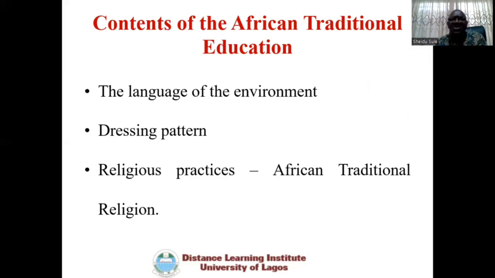What about the contents? The content areas of ATE. In fact, the contents are so wide. African traditional education covers so many expansive areas, but a few of them include the following. The language of the environment, that is the first thing the child learns. And it is a content because the child is being tutored, mentored, and taught how to speak the language of the environment, otherwise known as the mother tongue or L1.